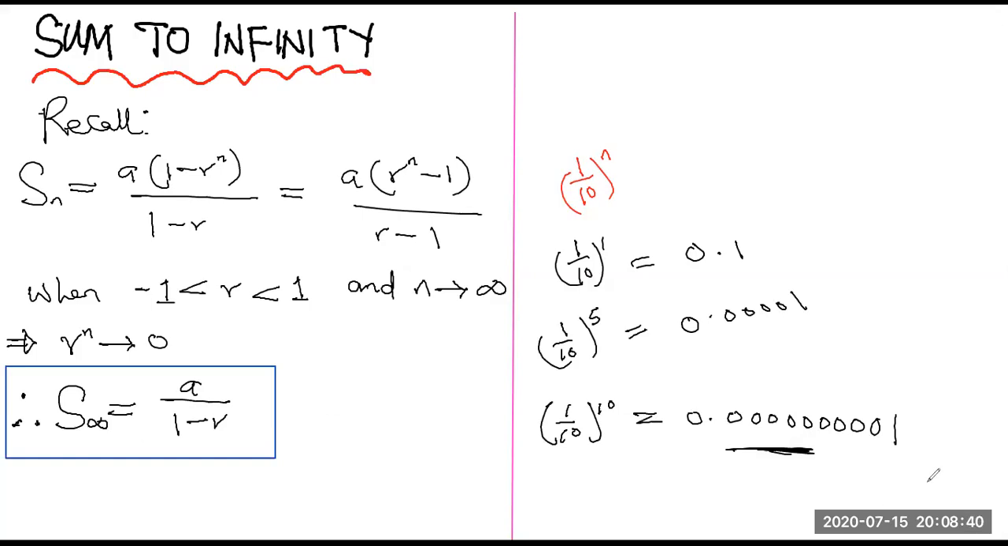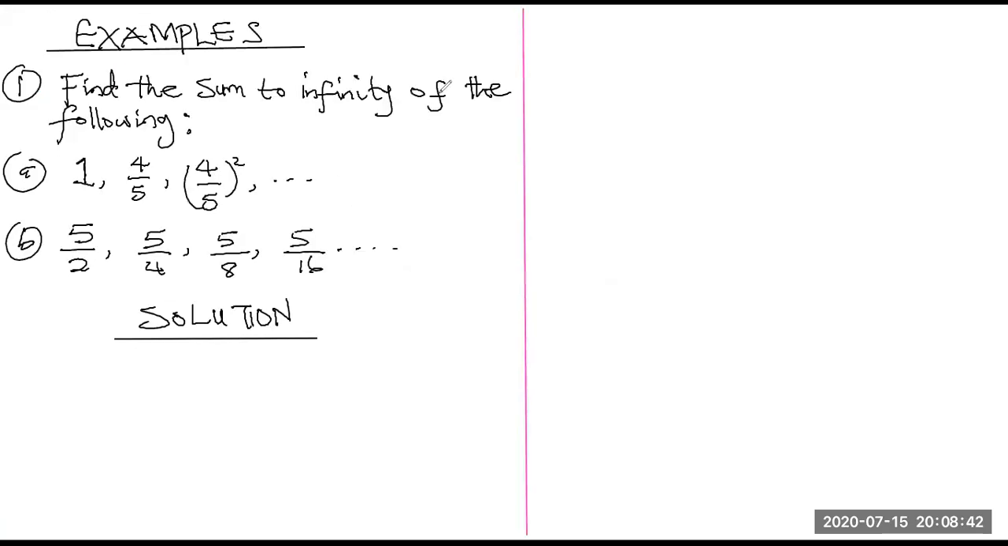So let's apply it quickly. Example 1 is find the sum to infinity of the following. I'll just quickly do number A and you'll do the rest. So our sum to infinity is equal to a over 1 minus r, and our a is the first term, which is 1. What is our common ratio? The second term divided by the first.